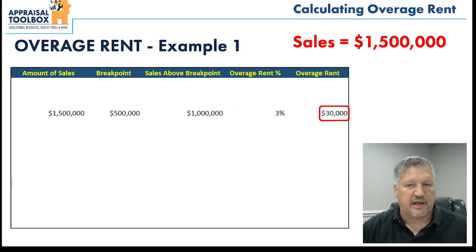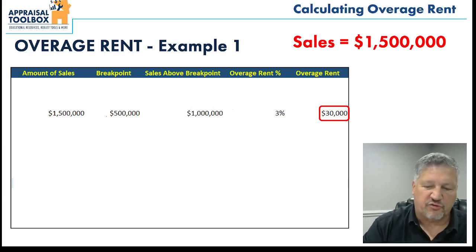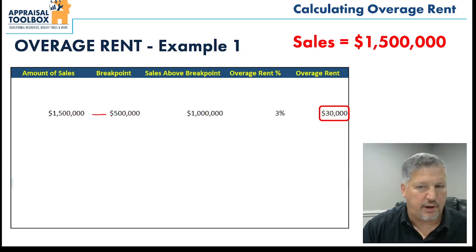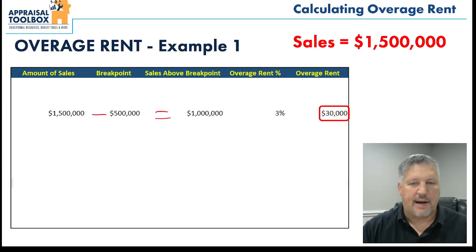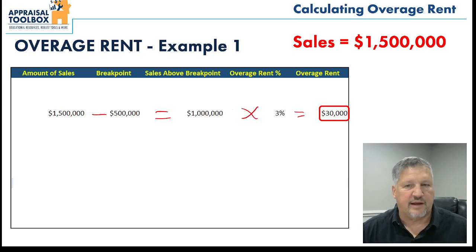This time we have $1.5 million of sales. Subtract out again the breakpoint amount. That gives us the amount that is subject to the calculation. Multiply that by the 3%, and in this particular instance, we would have $30,000 of overage rent due.